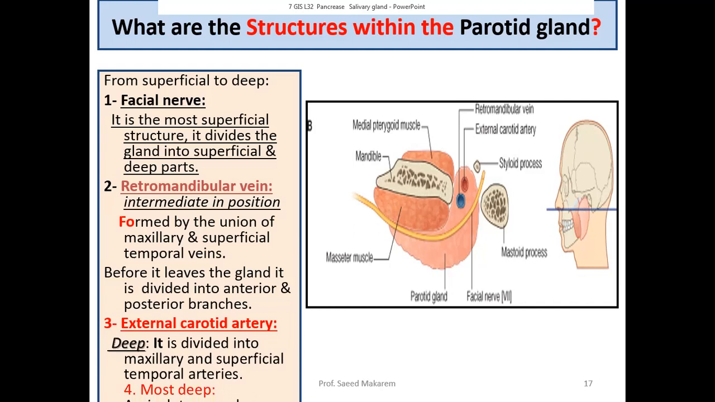The external carotid artery divides deep within the gland. It divides into the maxillary and superficial temporal arteries. So it will give two terminal branches. One is the maxillary, which goes deep inside, and the other is the superficial temporal. These are some of the important structures there: the facial nerve, the retromandibular vein, as well as the external carotid artery.